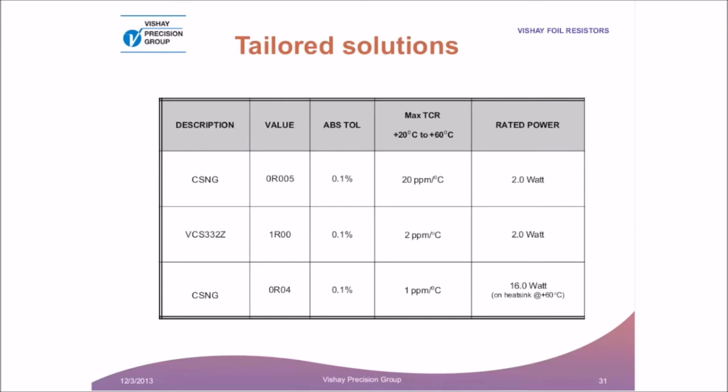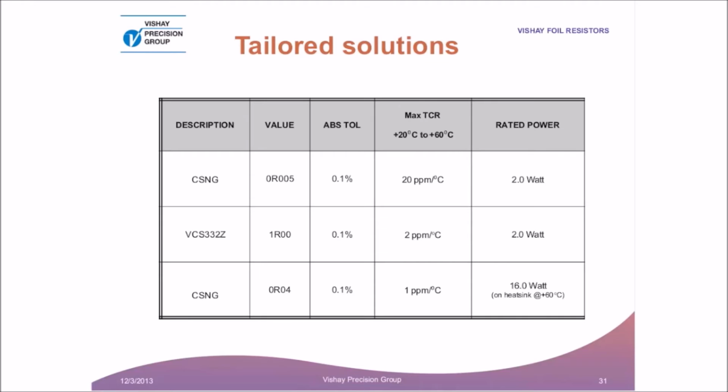Here we see three examples of our leaded current sense resistor product family. The first one is a current sense new generation. These are real products made for real customers. The first one is a 5 milliohm resistor with a maximum TCR over the range 20 to 60 of 20 ppm and is rated at 2 watts.